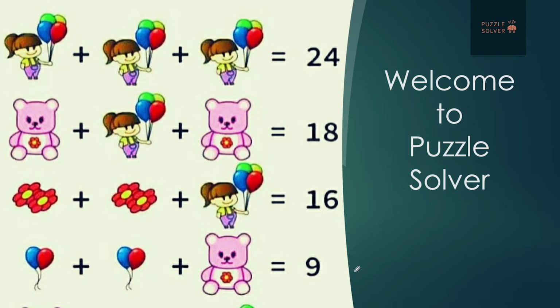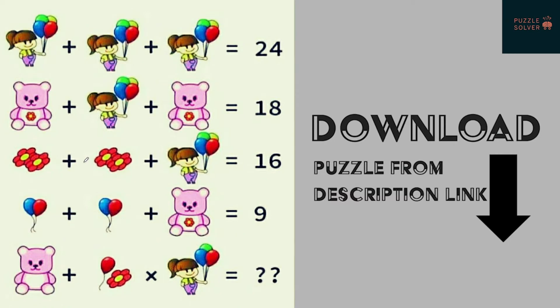Hi friends, welcome to your favorite channel Puzzle Solver. Today we bring you an interesting puzzle, and in this puzzle you can see a girl having 4 balloons. Here is a teddy bear having a flower on his chest. We have individual flowers and we have individual balloons. We have to find out the value of each item present in this puzzle so that we can solve it. So let's start.